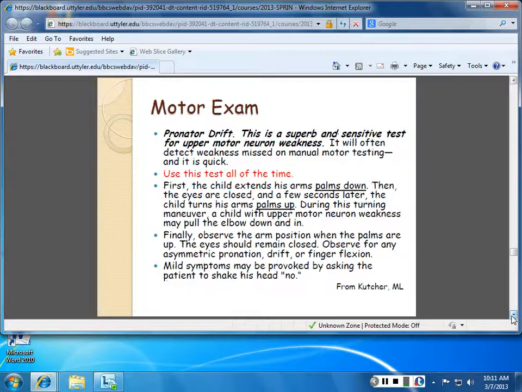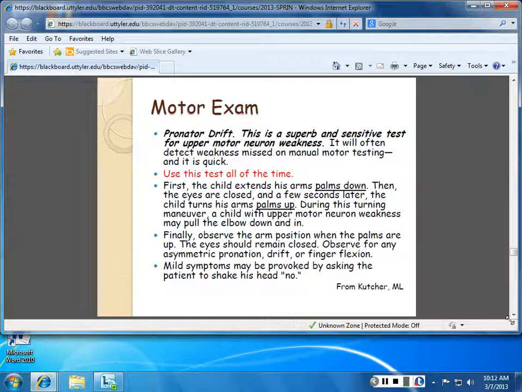The pronator drift is important. Use this test all of the time. The child extends his arms palms down and his eyes are closed, and a few seconds later he turns his arms palms up. During the turning of the palms up, the child with the upper motor neuron lesion may pull his elbows in, like that. Observe the arm position when the palms are up.